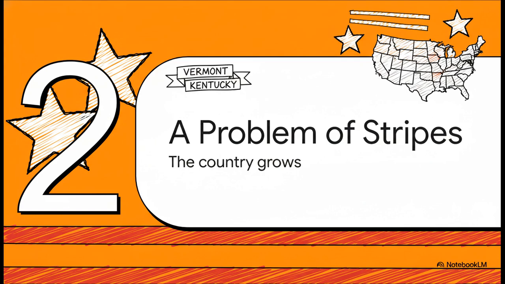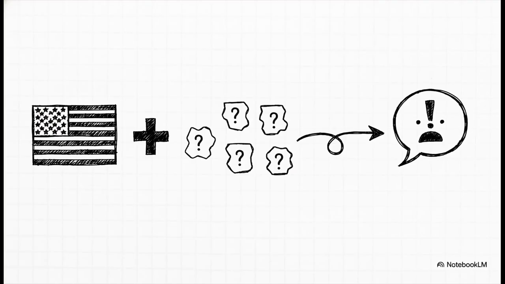But then the country started to grow. When Vermont and Kentucky joined the Union, Congress just followed the same logic. Let's add 2 more stars and, yep, 2 more stripes. That brought the total to 15 of each. But here's where they hit a snag, a really big one, actually. With 5 more states getting ready to join, people started doing the math, and they realized the flag was heading for a major design crisis.